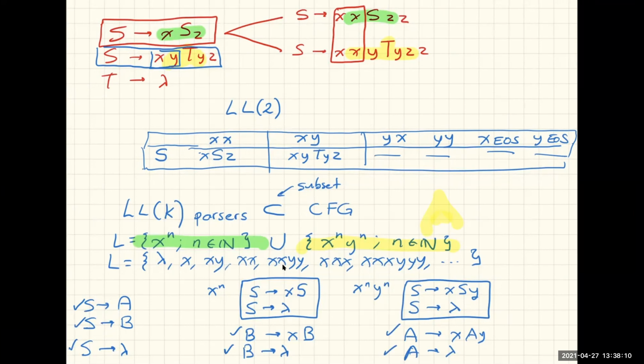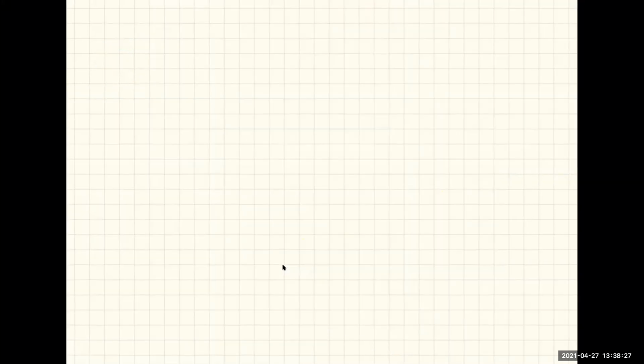And now we are using this example to show why this does not work with an LLK parser. Let me rewrite this grammar into a clean screen. We have the following rules. S goes to A or S goes to B. Then A is XAY or lambda, and B is XB or lambda. That's our rules: 1, 2, 3, 4, 5, 6. I think those were the 6 rules.